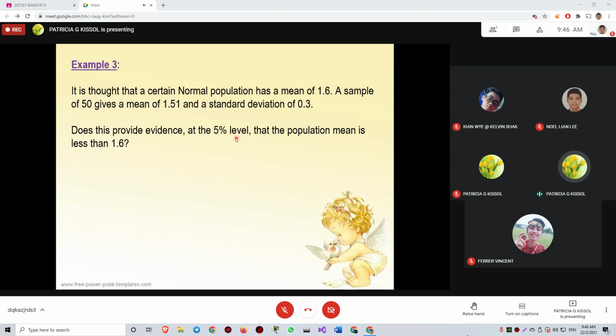You see, it doesn't write significance level, it just says level. As long as you see this, you know you have to solve the question using hypothesis testing. And we want to test that the population mean is less than 1.6. So that's the clue. So what kind of test are we doing, class? One tail or two tail? One. Left or right? Left. Yes, because it's less than.